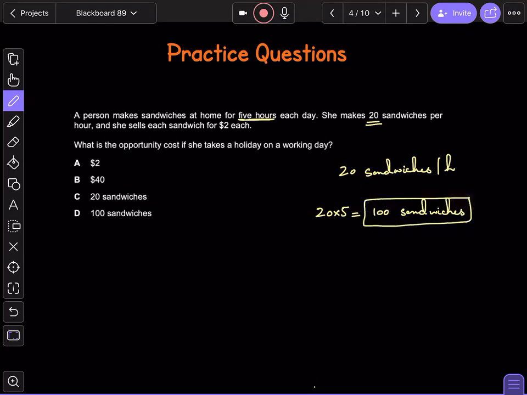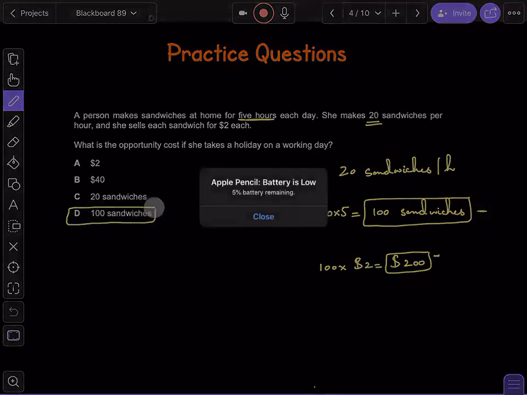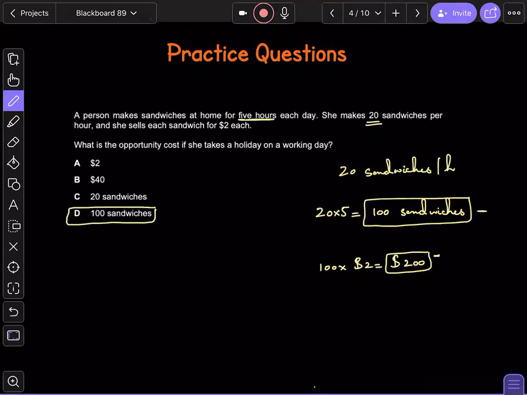And from those 100 sandwiches, the revenue that she was earning was $200. So if she's taking a holiday, then either she will be leaving these $200 or she will be sacrificing the production of 100 sandwiches. So what will be the opportunity cost of taking a holiday? What will be the opportunity cost of enjoying the time as leisure? So the opportunity cost will be 100 sandwiches. So 100 sandwiches will be the opportunity cost if she takes a holiday on a working day.